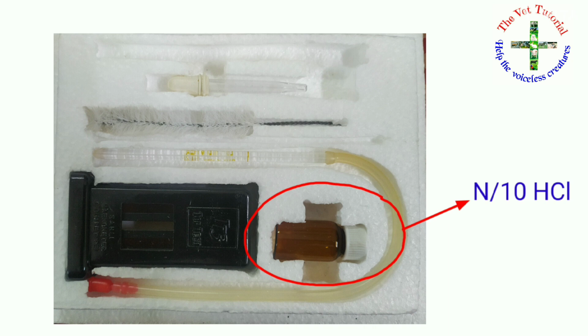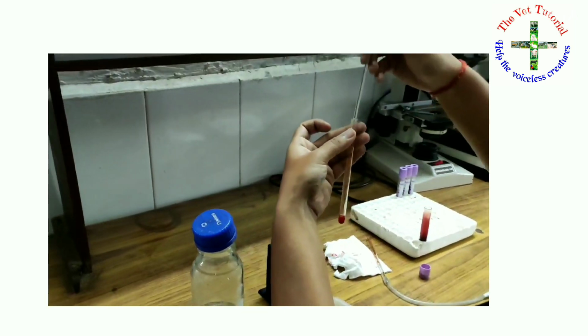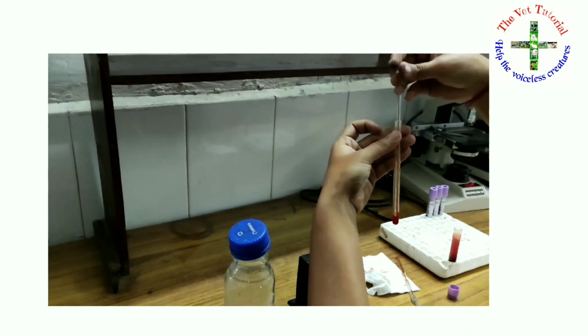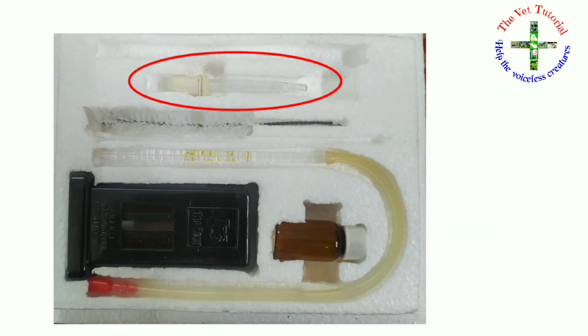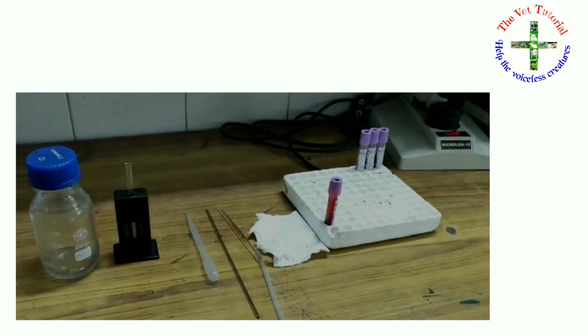Remember that we cannot use normal HCl or any strong acid or alkali because it will cause the destruction of proteins present in the hemoglobin and the hemoglobin value will alter. Then a stirrer, which is used for mixing purpose, and a dropper. Then the other requirement is blood sample and tissue paper for wiping off the extra blood.